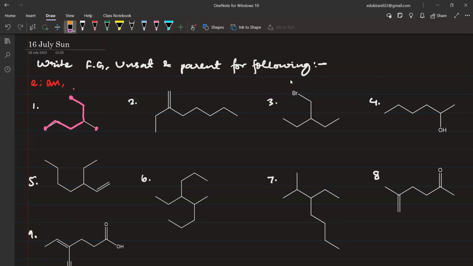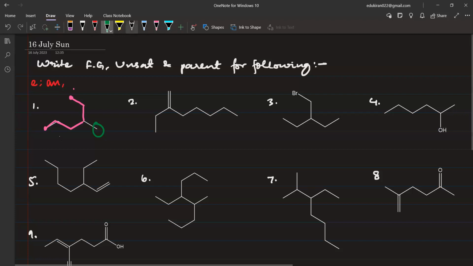Okay. And if you want to number the parent carbon chain, you will number it from the carbon atom that is nearest to the functional group. There is no functional group. Then double bond, there is no double bond. Then triple bond, there is no triple bond. So you are going to number it from the nearest carbon atom that is directly attached to the substituent. Now this is my substituent here.